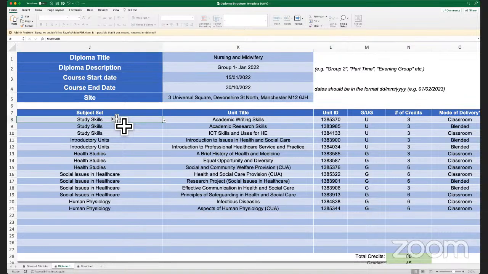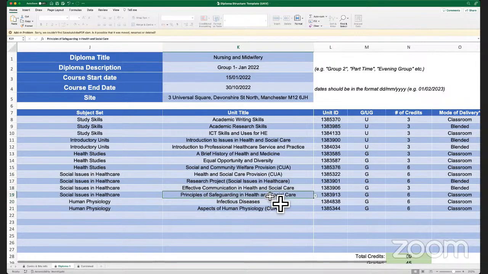So one subject area is study skills. The second subject area is introductory units, which are predominantly to help build your foundation in healthcare and nursing. There is another subject area called health studies. Then we have social issues in healthcare, and then we have human physiology. In human physiology, there are 2 core units that we are studying: infectious diseases and human aspects of human physiology. Social care, we are studying these 4 units.